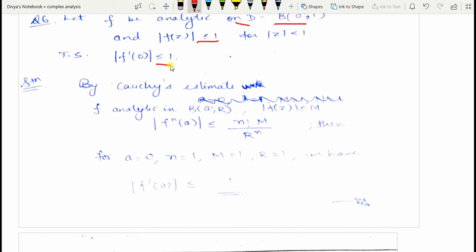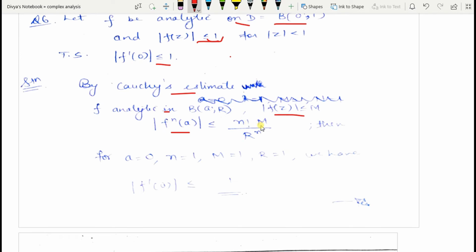Given that f is analytic on a disk, and on that disk the modulus of f of z is less than or equal to 1, right? Now, by Cauchy's estimate, since f is analytic in the closed ball, the modulus of f of z would be less than or equal to M, where M is equal to 1.